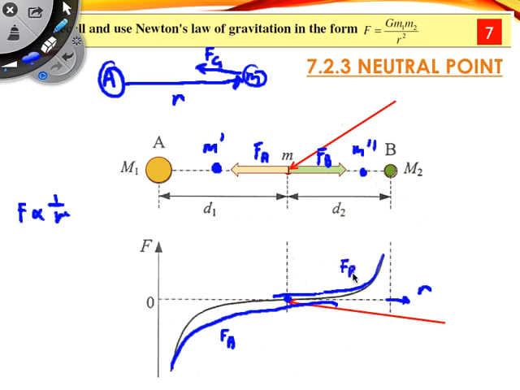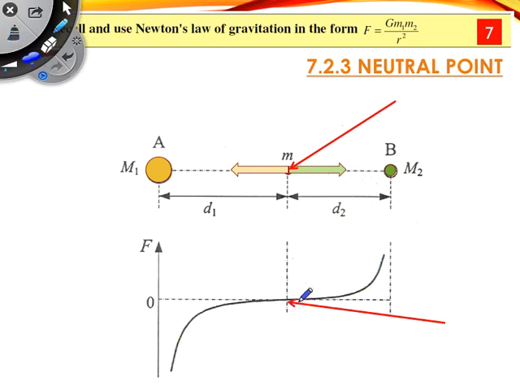This is for FB. FB is pulling to the right hand side. Okay, so what I'm doing there, I'm just summing up these two curves. When I sum these two curves, I do a vector sum for them, and I'll get the resultant curve to look something like this. This point here is your neutral point, where your forces will cancel out.